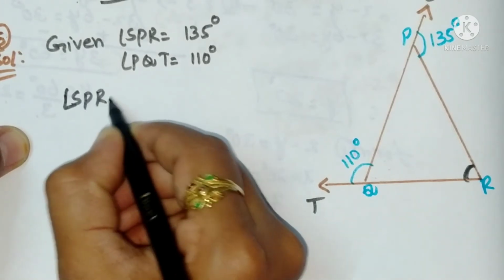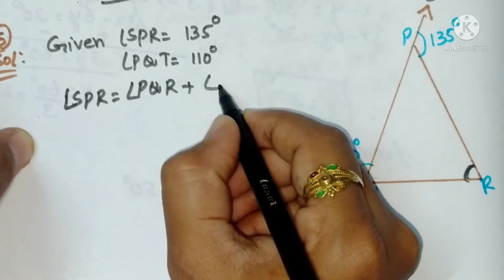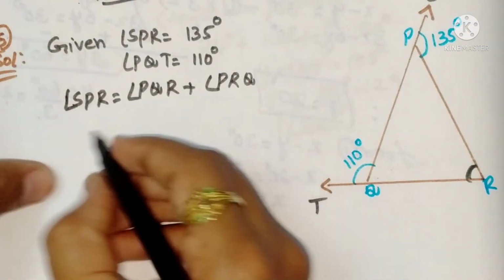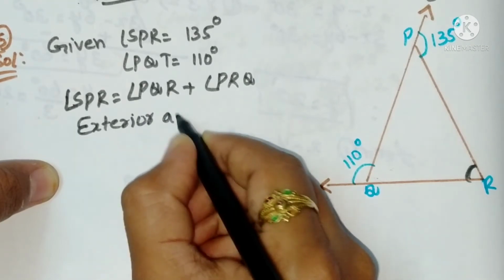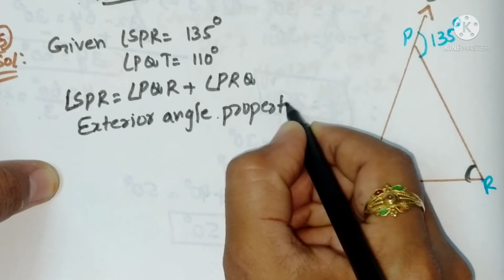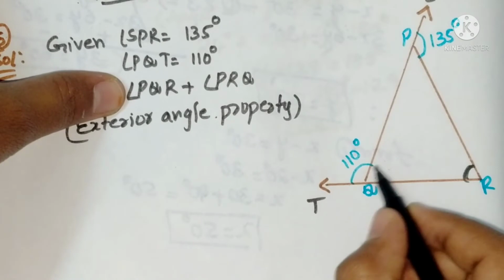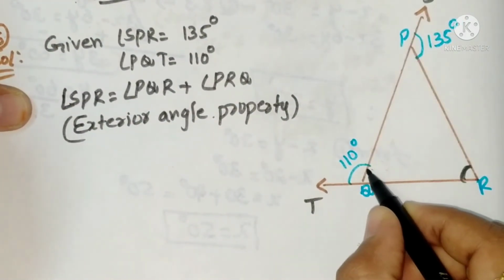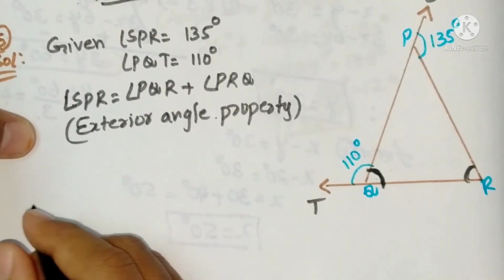So angle SPR is equal to angle PQR plus angle PRQ. Reason: exterior angle property, or simply exterior angle, also you can write. Exterior angle property. So we don't know this PQR first, so we'll find it out. This 110 degrees and this PQR are forming a line here. So they are a linear pair.